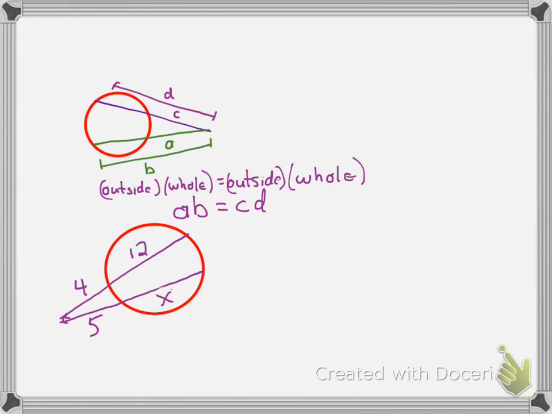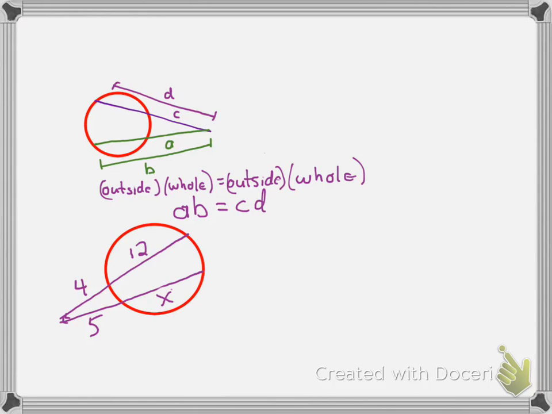When an angle is formed outside of a circle, either by two secant lines, or by a secant and a tangent, or even by two tangents, the rule is always the same.